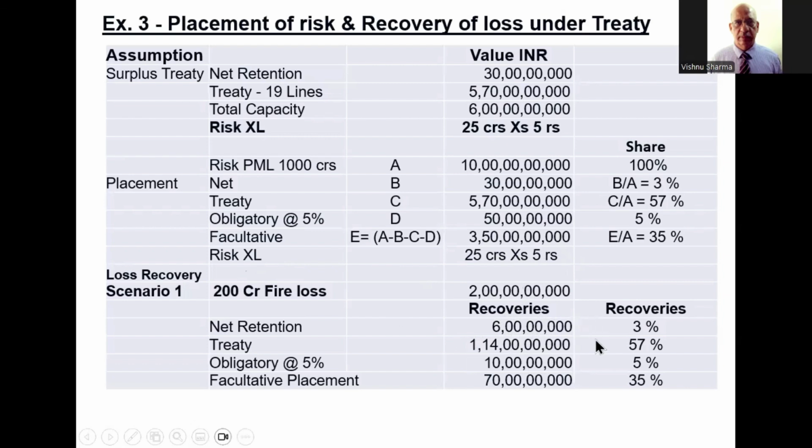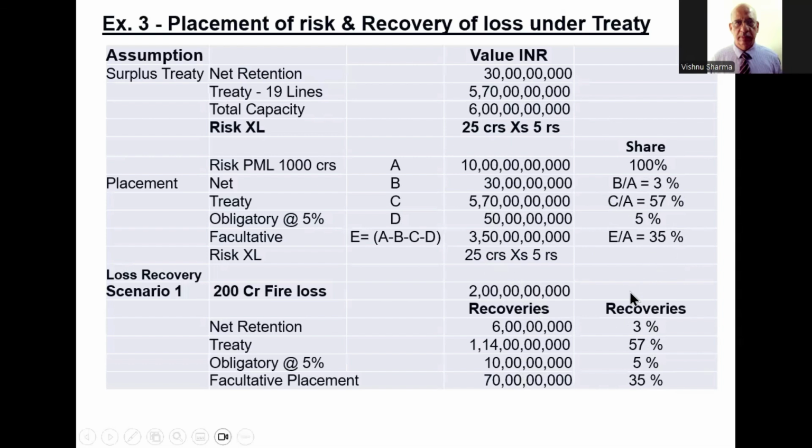Then how much would be recovered from the treaty? Out of 200 crores, 57%. That comes to 114. Obligatory cession 5% means 10 crores would be recovered from GIC under obligatory cessions. And then facultative 35% means out of 200 crores, 70 crores would be recovered from the facultative reinsurer. It is a huge liability. No reinsurance company easily agrees to this extent, very difficult. Of course, they agree also, depending upon the type of risk, but 35% is a big amount to arrange on a facultative basis. Any question on the recoveries and this sharing percentage?